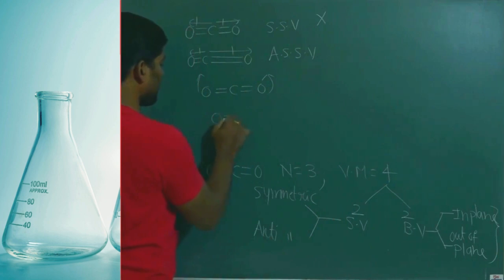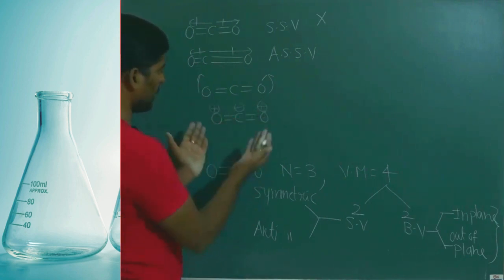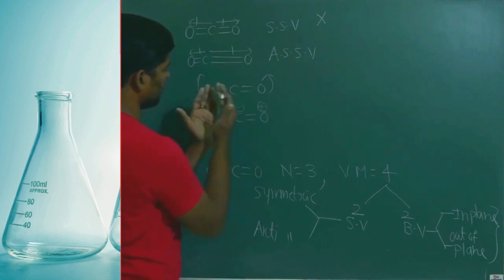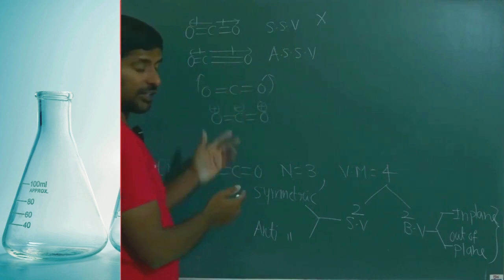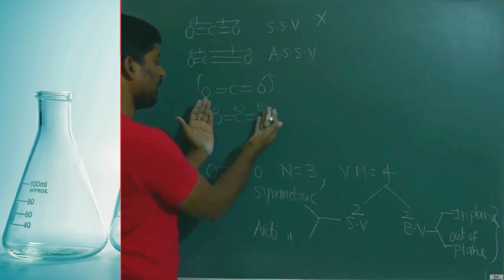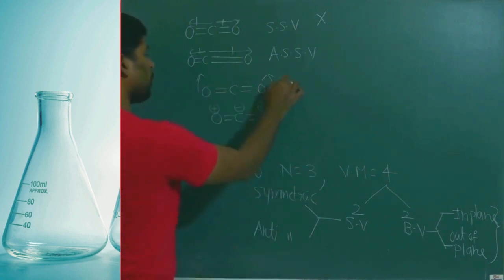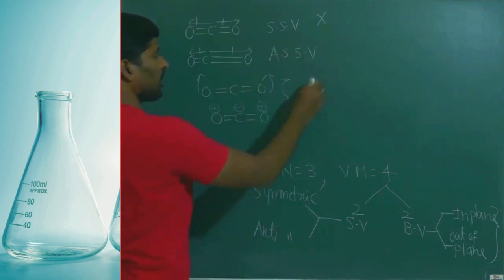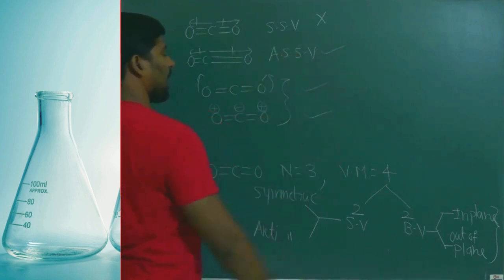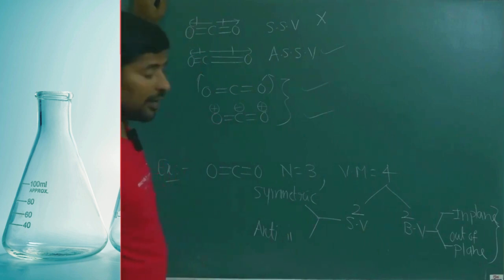Out of plane bending: above the plane. Plus indicates above the plane, minus indicates below the plane. Like this. On the blackboard itself, previously they were undergoing bending vibrations, now above the plane they are undergoing the vibrations. These two vibrational frequencies are the same. All these three are IR active, but this symmetric stretching vibration is IR inactive.